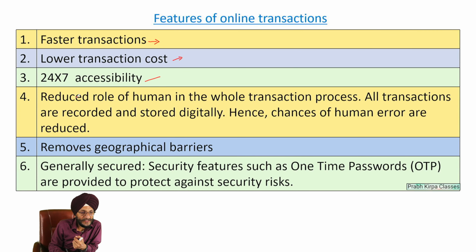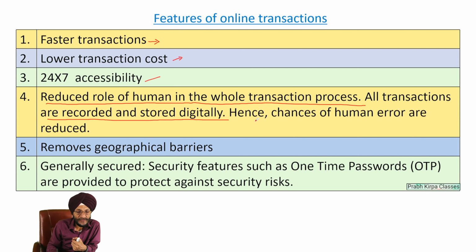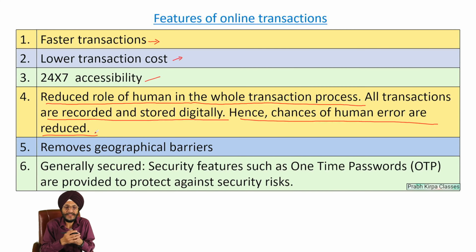Next feature of online transaction is reduced role of humans in the whole transaction process. All transactions are recorded and stored digitally, hence chances of human error are reduced because all the payments in case of online transaction are recorded digitally. The chances of errors are reduced. If we record a transaction in case of offline transaction manually, it is quite possible that while writing, suppose in case of 10 lakhs, we may write only 5 zeros. So there are chances of human error in case of offline transactions.